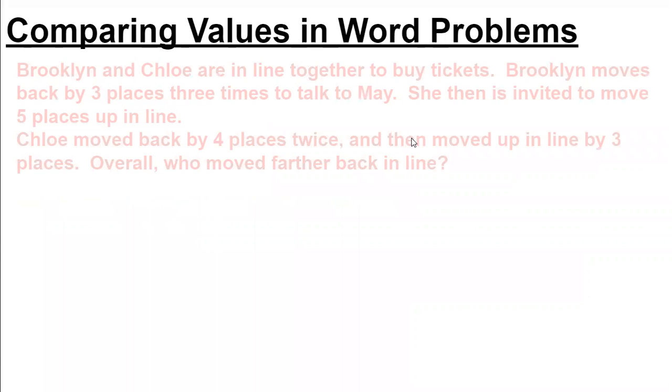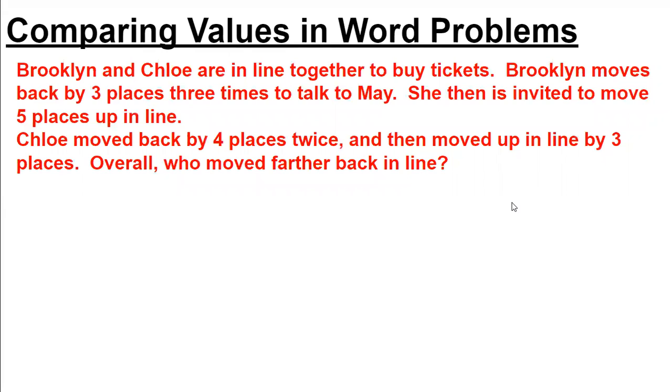Okay, let's compare some more. Brooklyn and Chloe are in line together to buy tickets. Brooklyn moves back by 3 places 3 times to talk to May. She then is invited to move 5 places up in line. Chloe moved back 4 places twice and then moved up in line by 3 places. Overall, who moved back farther in line?